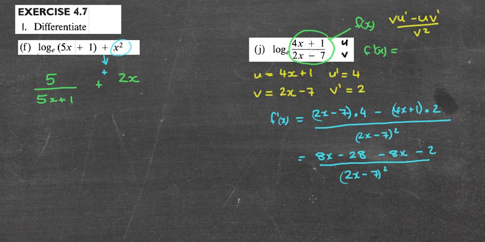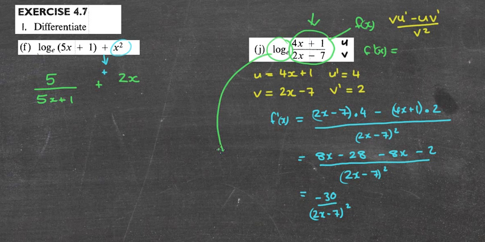Notice I'm not going to expand that bottom part. 8x take away 8x is 0. Minus 28 minus 2 is minus 30 over 2x minus 7 to the power of 2. Okay, now a lot of people actually stop there and they think, hey, we're done. But remember, all that has found me is what f dash of x is going to be in terms of this particular function. But we've got a logarithm.